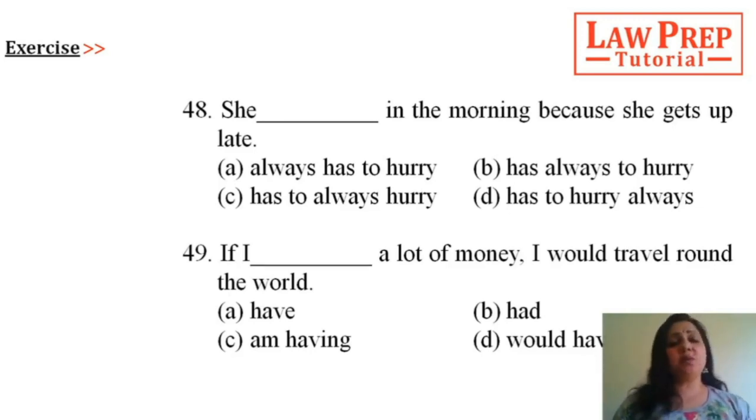Next question: if I had a lot of money, I would travel around the world. Now, I would travel is modal plus V1. If it is modal plus V1, which tense would be used? Simple past tense. And if it is simple past tense, if I had a lot of money, this is simple present, this is present continuous, this is a modal, which cannot be used with if. So, if I had a lot of money, I would travel around the world.